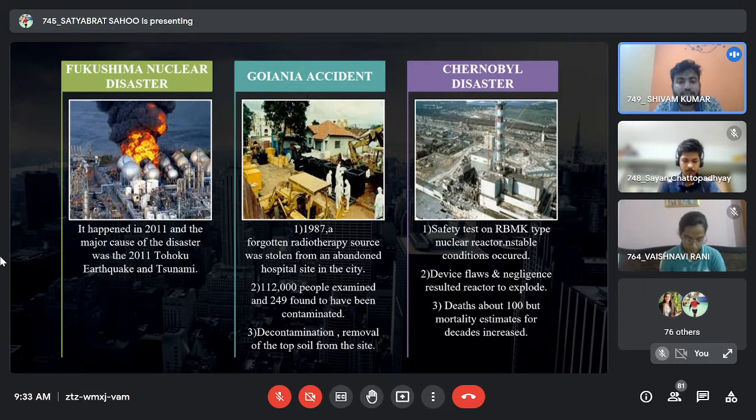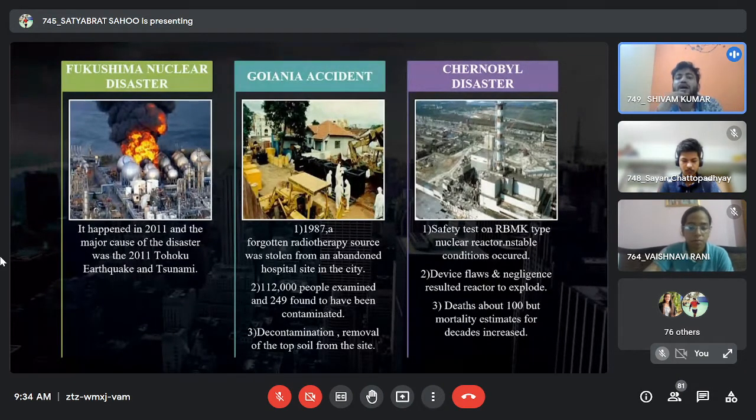Now coming to the Goiania accident, it was a 1987 accident that contaminated the whole city, starting with a small capsule at an abandoned hospital site. It was insufficiently handled by many people, and many of them were contaminated. Around 249 people were found to have been contaminated and 4 were killed. This is the best example to show how carelessness can lead to severe and dangerous consequences. Now at last, coming to the Chernobyl disaster, it was the major and worst accident that took place in history.